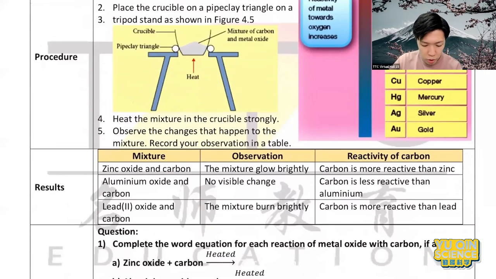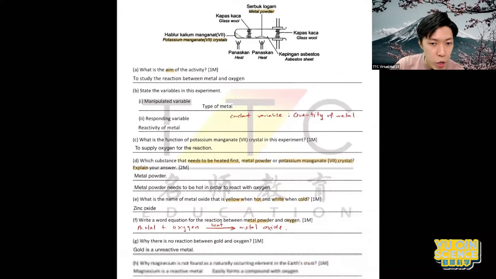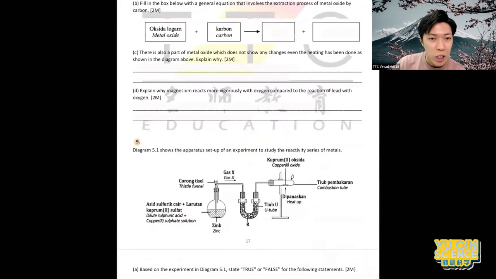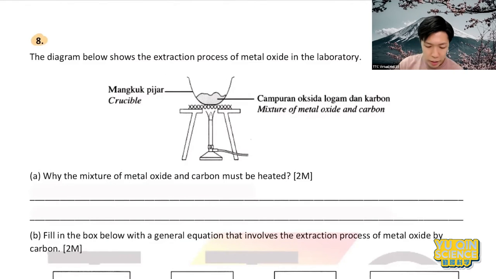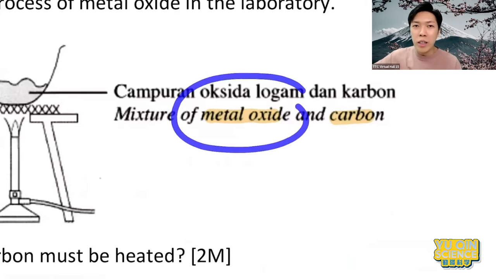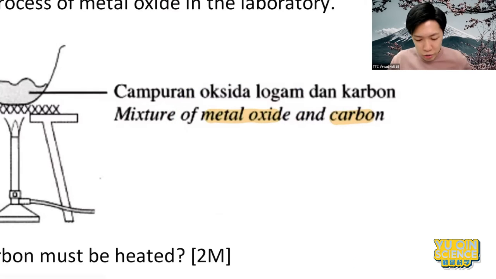So you want to, okay, this one I do in reverse. You want to turn to page 17. Question 8, everybody. Page 17. Okay, let's check. We have metal oxide and carbon. They were together for a million years already. The age of dinosaur until today, you know.